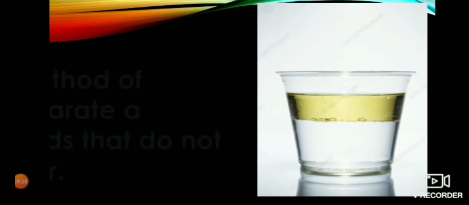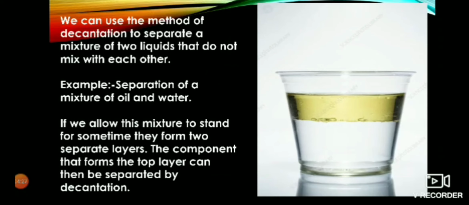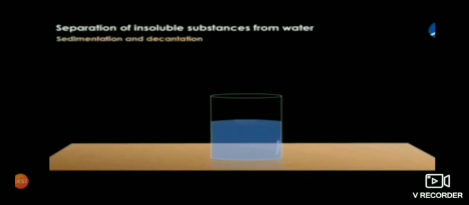And decantation can also be used to separate a mixture of two liquids that do not mix with each other. That is an insoluble mixture of two liquids. Example, separation of a mixture of oil and water. If we allow this mixture to stand for some time, they form two separate layers as in the picture. The component that forms the top layer can be separated by decantation. Hope you understood. Let us watch a small video regarding this.